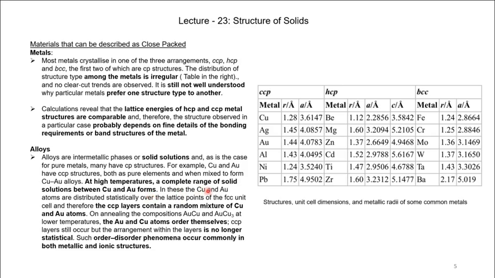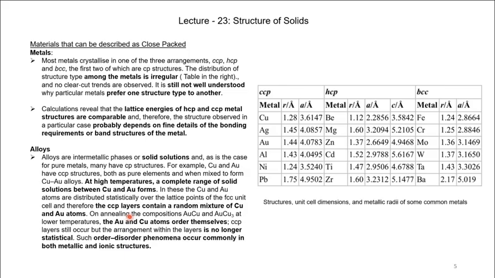And in this case, the distribution of copper and gold is statistical over the lattice points in the face-centered unit cell. So cubic close packed layers, is it a random mixture of copper and gold? We could say random mixture of copper and gold. What about then if we take high temperature? I said it is high temperature, but what about if we anneal it?